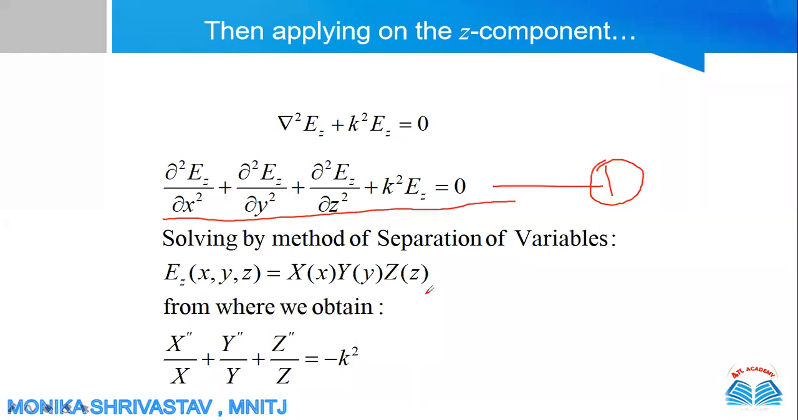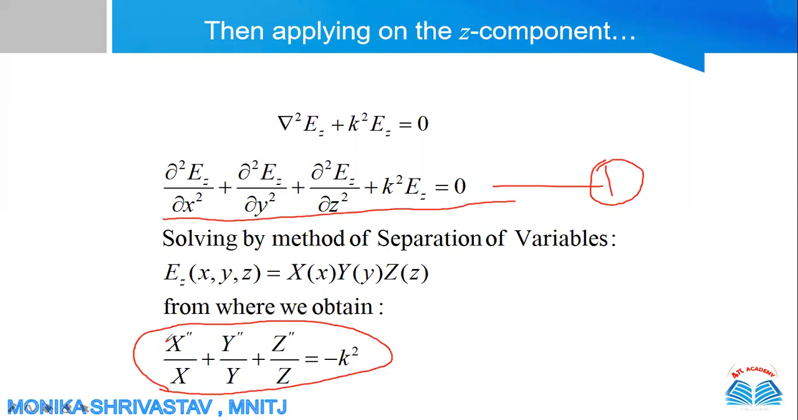And you know the method of separation of variables. You are studying mathematical physics, and there you have solved many questions on this method. And you have studied the same method in your graduation also. So when we put this XYZ in place of Ez in this equation, here, here, here, and here, then we will get this type of expression. Y and Z will cancel for the first term, X and Z will cancel here, and X and Y will cancel here, and finally we will get this.